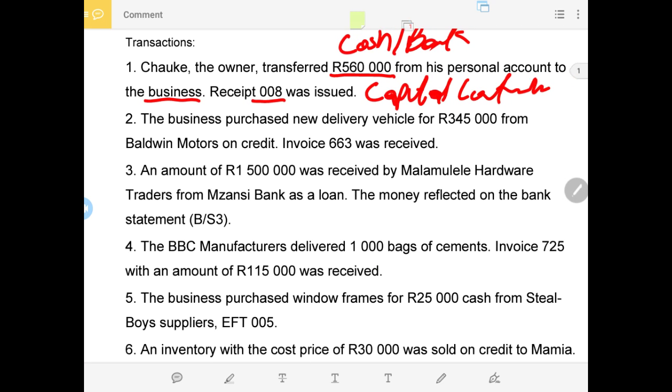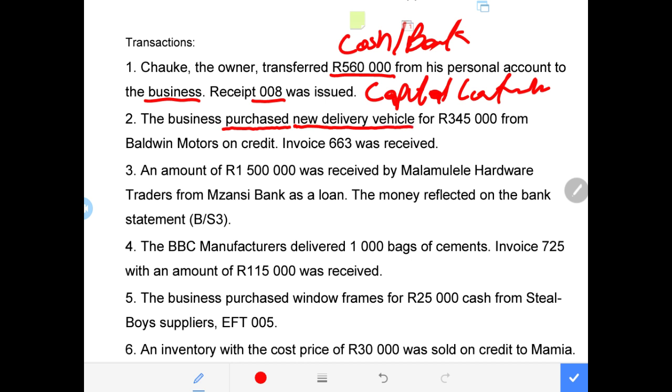Now we look at number 2. The business purchased, or the business bought what? A new delivery vehicle. When you do Taxation 1 or Taxation 2, you will understand the importance of specifying that this motor vehicle is for delivery purposes. But at first year level, it's not very important to separate a motor vehicle as defined by size from a delivery vehicle. But we bought a vehicle.